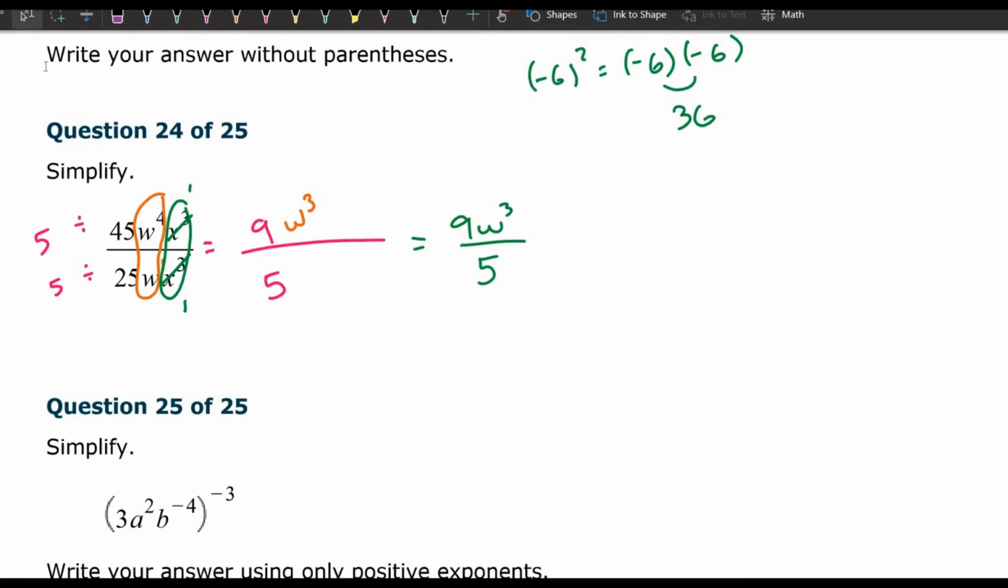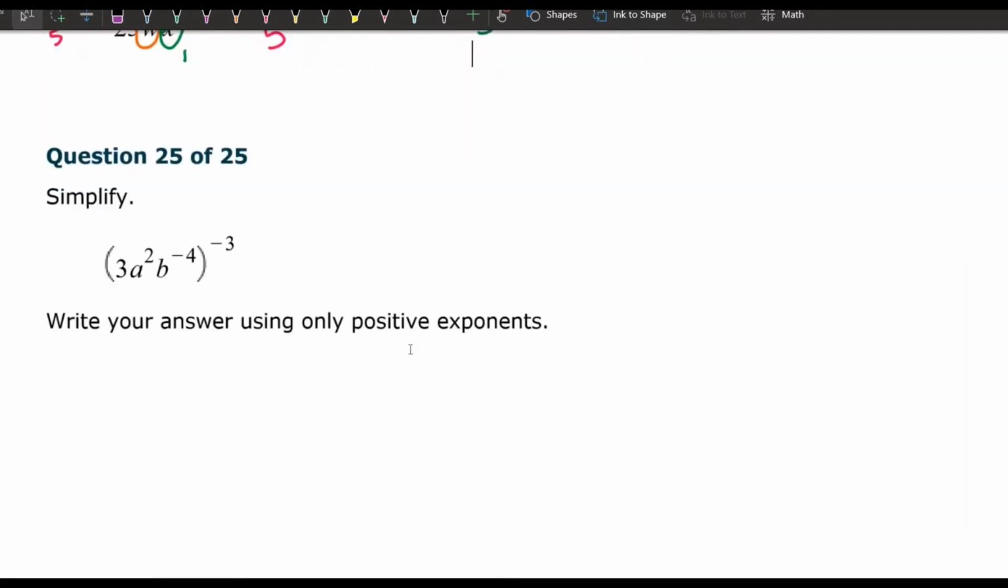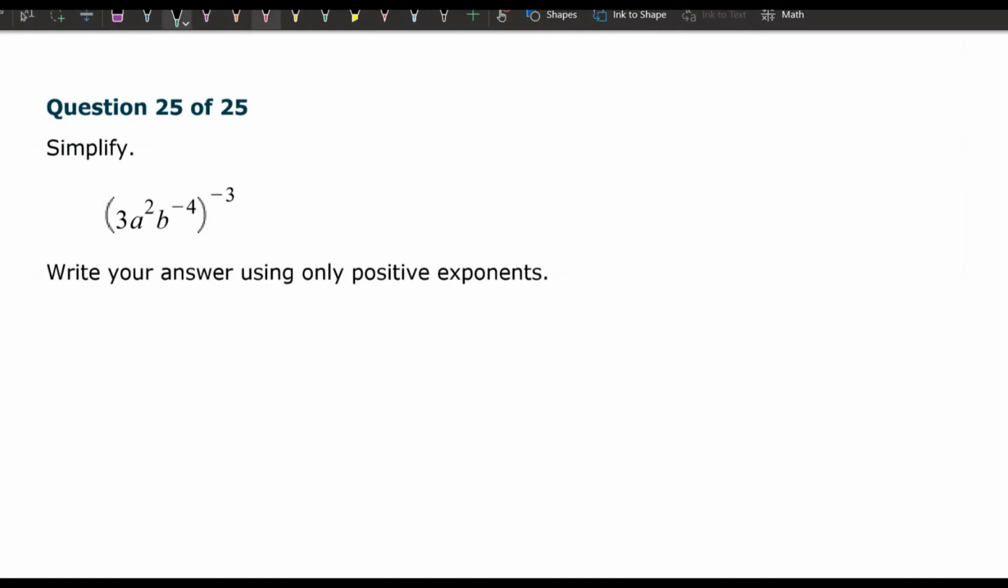Alright, now we're heading to the last problem. We have a power outside of the parenthesis, so we're going to distribute the negative 3 into the parenthesis. This one is 3 to the first power. We distribute negative 3 in. That will be 3 to the negative 3, a to the negative 6, and b, negative 4 times negative 3 is positive 12.